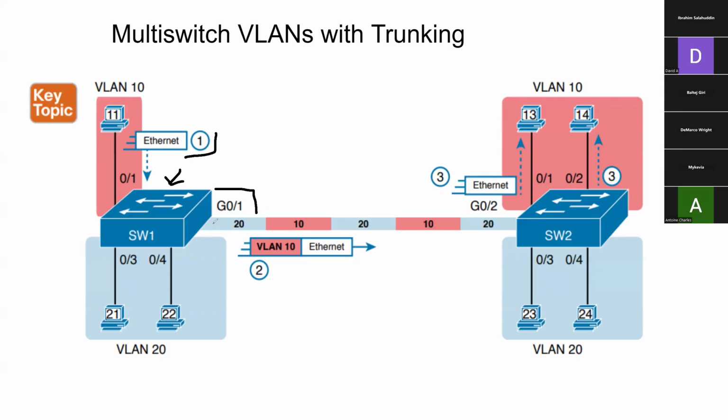So step two, it's going to send this out of Gig 0/1, but what it's going to do is tag it with that VLAN ID. Remember, this is 802.1Q tagging. So it's going to tag it so that when switch 2 receives this Ethernet frame, it'll say, oh, I know that this belongs to VLAN 10. So we can just X out this VLAN 20, because it's not VLAN 10. And we can send it directly over to wherever it's destined in VLAN 10, right?